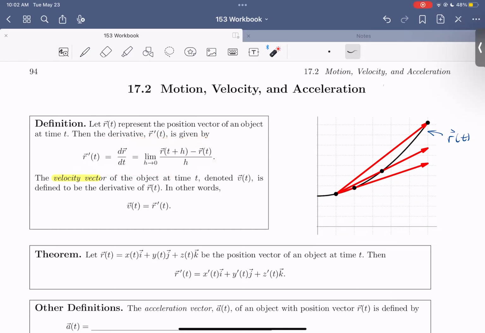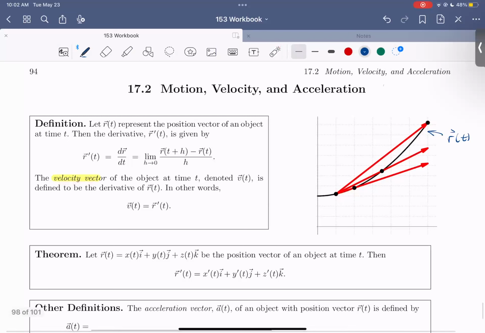So that is r prime of t is dr over dt, which is the limit as h goes to 0 of the difference of r of t plus h and r of t over h. Now, the velocity vector of the object at time t, denoted v of t, is defined by the derivative of r of t. In other words, the velocity vector is the derivative of r at t.